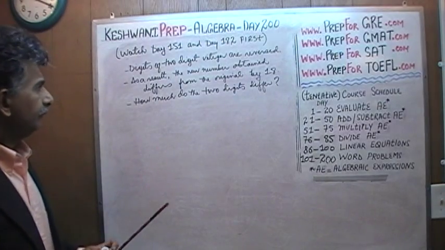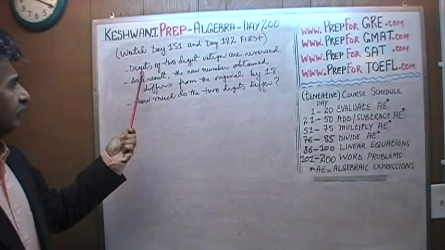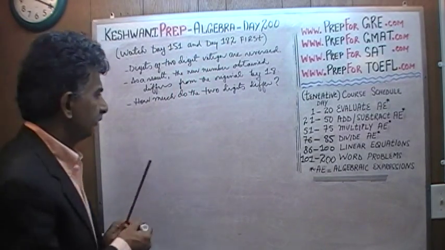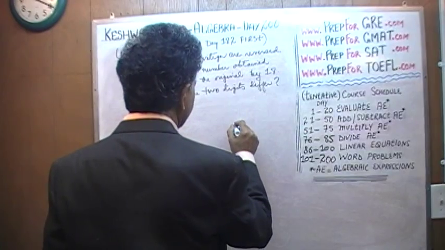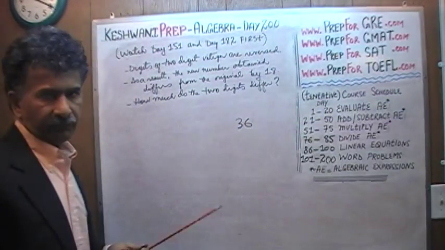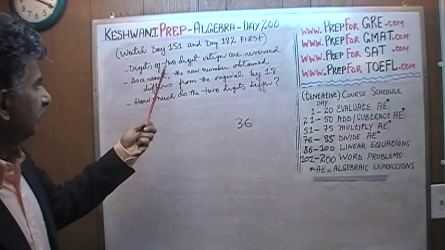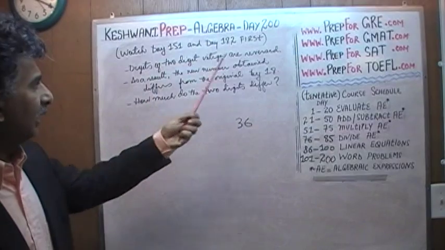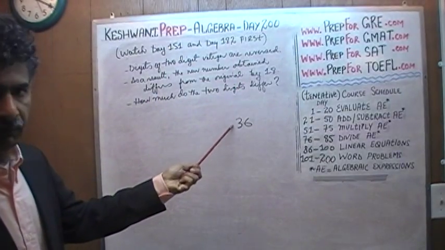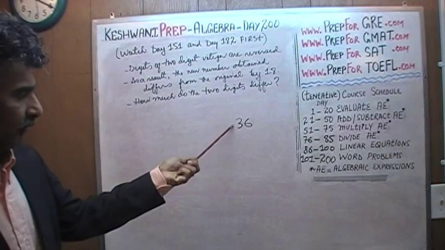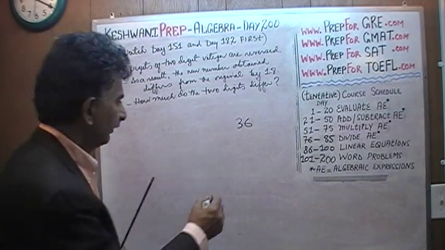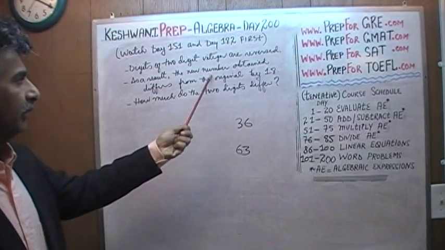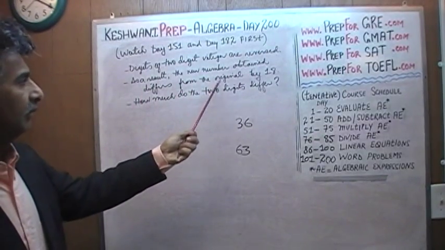It says the digits of a two-digit integer are reversed. So we have a two-digit integer. Let's just make something up. Let's say 36. It's an integer. It's a two-digit integer, and we are told that its digits are reversed. So if it was 36, it becomes 63. As a result, we are told, the number obtained differs from the original by 18.